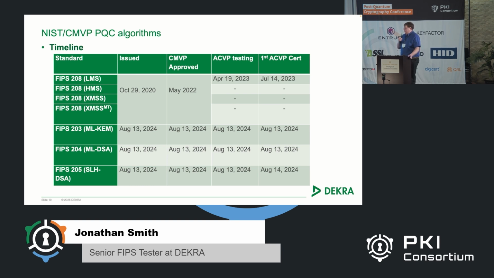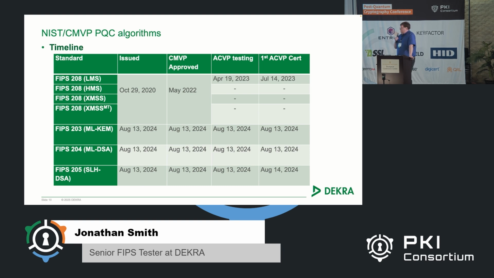But as we can see for the 3 new ones, ML-KEM, ML-DSA, SLH-DSA, the timeline was much more aggressive. They did a bunch more pre-work. And so everything that was needed to use them in a 140-3 module all dropped together in August. So August 13th, everything went live. The standard was published. It was added to the approved list. The algorithm testing went live on it. The guidance for it came out. And in fact, the first algorithm tests were completed and the first algorithm certificates issued within a day or 2.